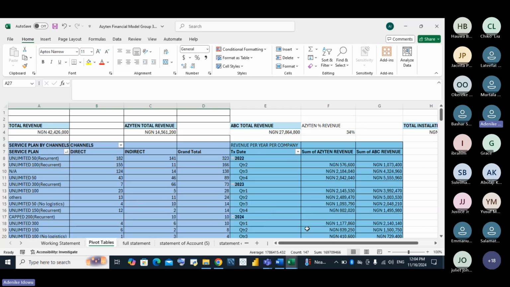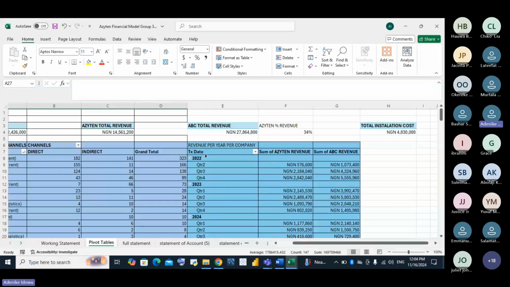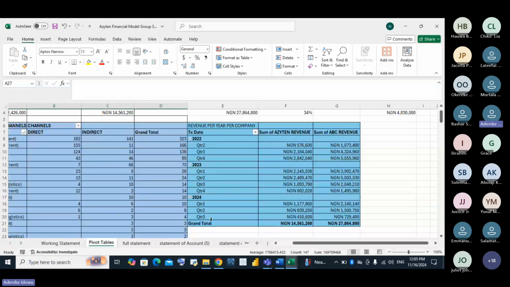Then we group them revenue per year per company. So this is transaction date 2022 Q2. From the dates we have in the data, we just have the second quarter. The date started from the second quarter, that was May 2022. Then the last date was, I think, August 2024. So we didn't have the fourth quarter of 2024 represented. And this is the sum of the revenue generated by the company, both the Azyten revenue and ABC revenue.